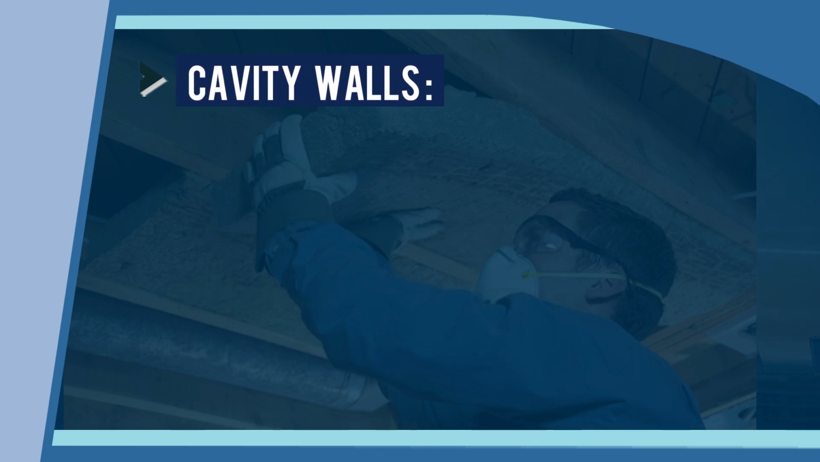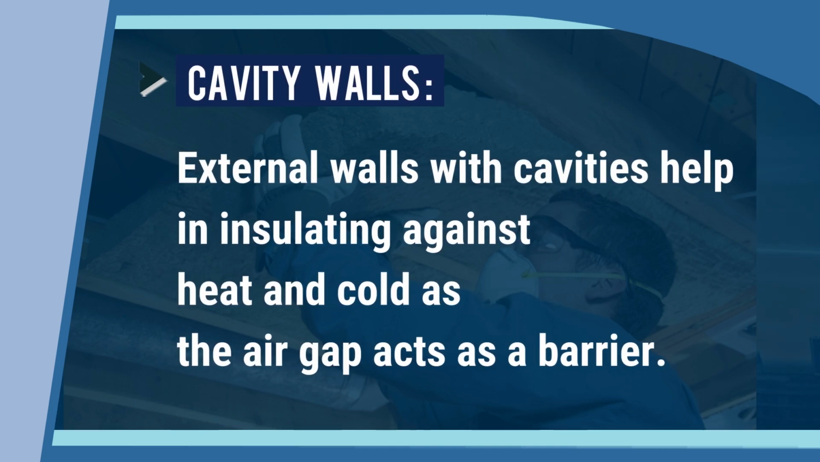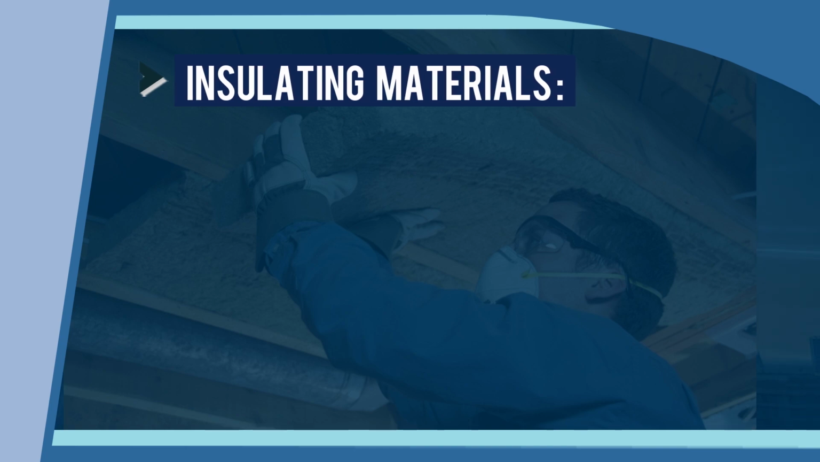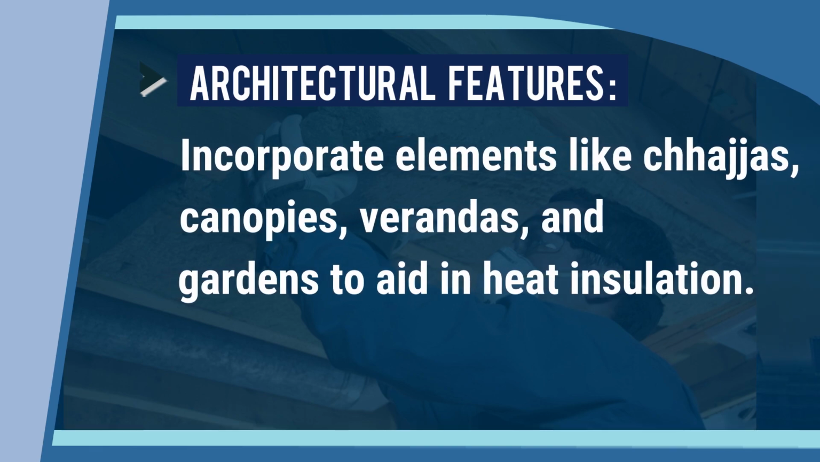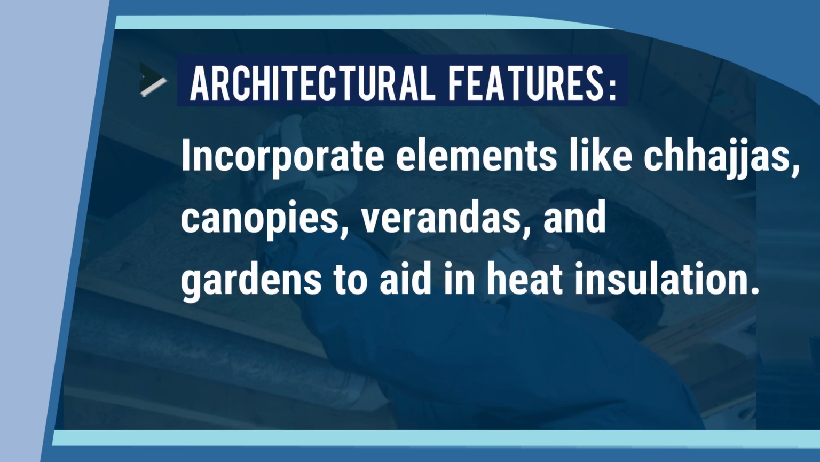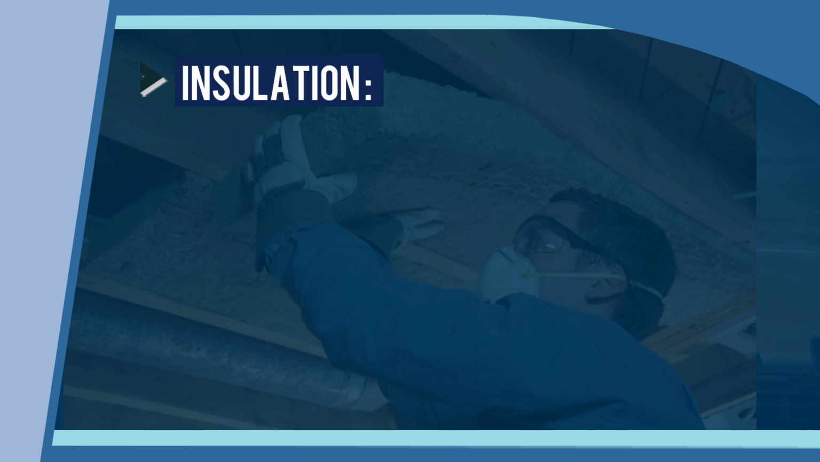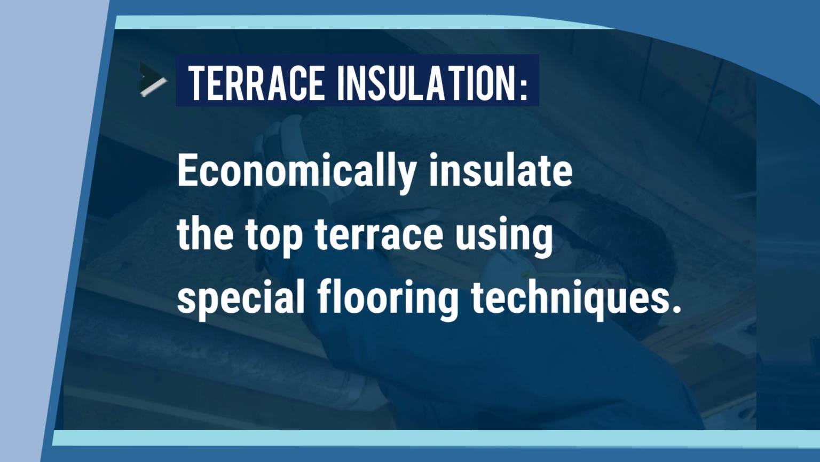Then the cavity walls: external walls with cavities help in insulating against heat and cold, as the air gap acts as a barrier. Then the insulating materials: use materials like slag, wool, lightweight concrete, rock wool and foamed slag aggregates in walls, roofs and floors. Then the architectural features: incorporate elements like chhajjas, canopies, verandas and gardens to add heat insulation. Then the terrace insulation: economically insulate the top terrace using special flooring techniques.